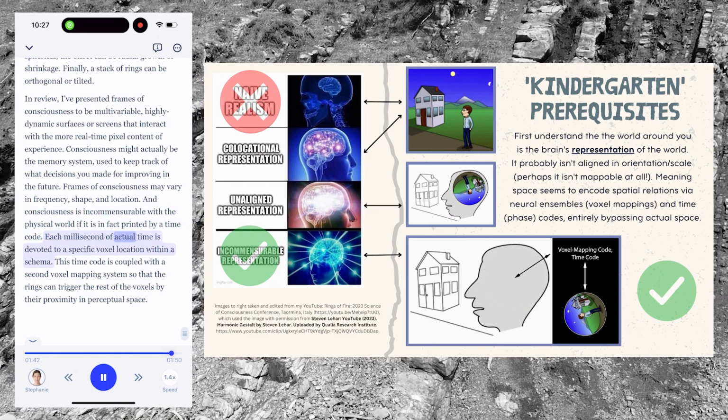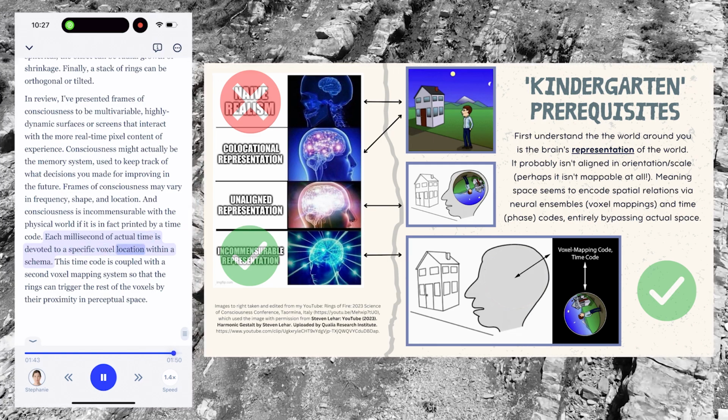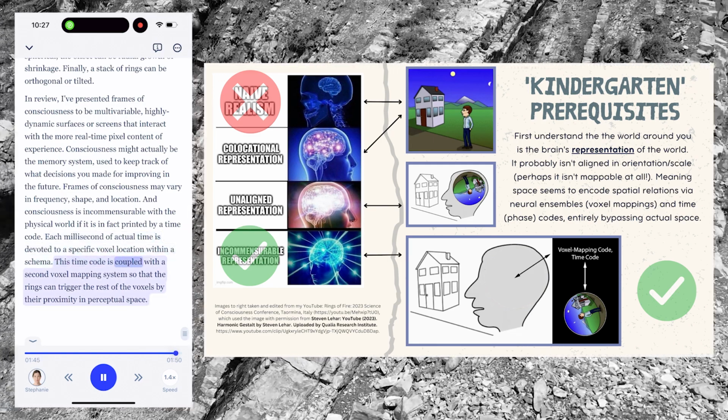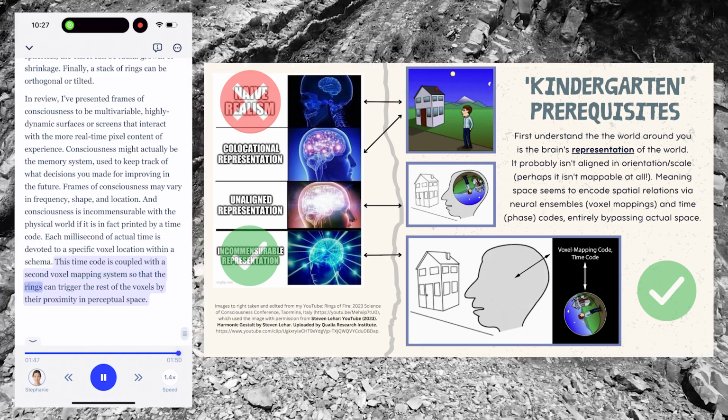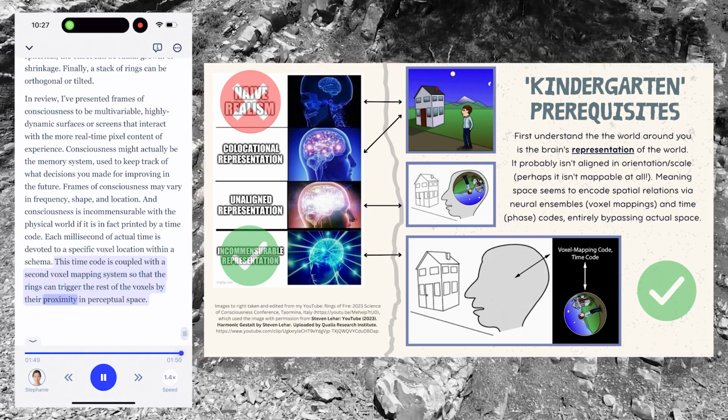Each millisecond of actual time is devoted to a specific voxel location within a schema. This time code is coupled with a second voxel mapping system so that the rings can trigger the rest of the voxels by their proximity in perceptual space.